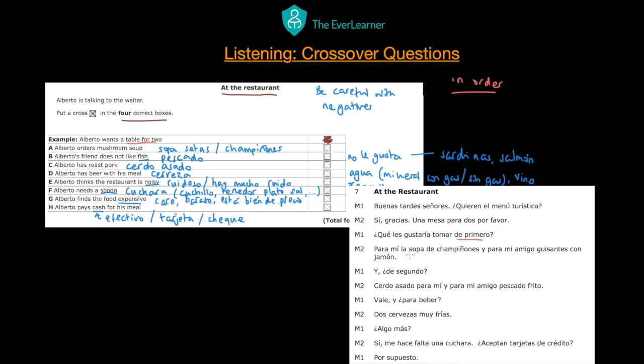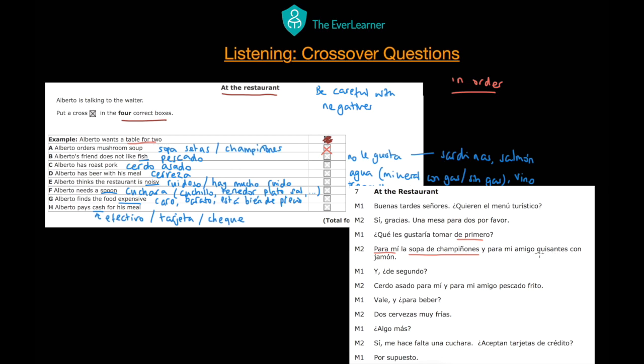Para mí, la sopa de champiñones. So we've got it here, la sopa de champiñones. And also, notice, para mí. It's Alberto speaking. Para mí, for me. Be careful with this because it could have been para él. And in this case, Alberto orders mushroom soup. That would not be correct because he's not ordering it for himself, but for the other person, okay? But in this case, he orders the mushroom soup. That's correct.